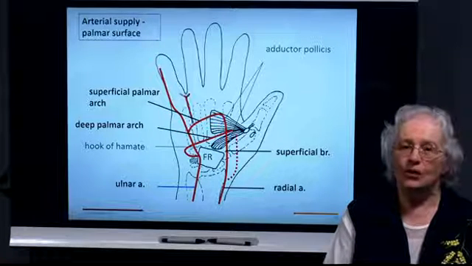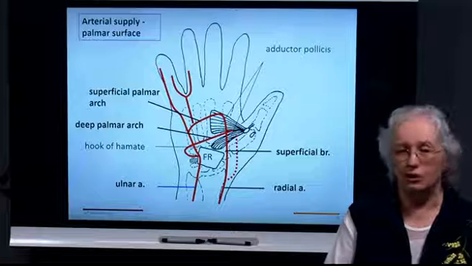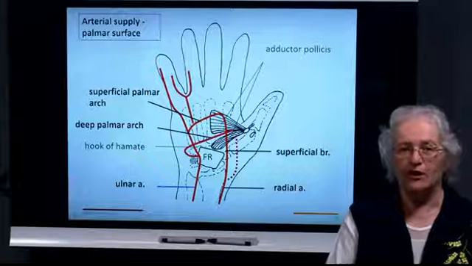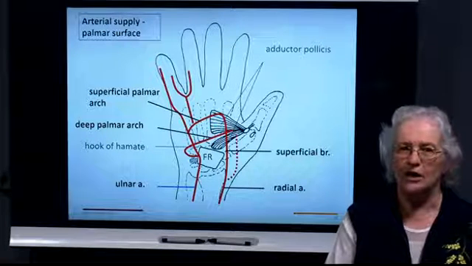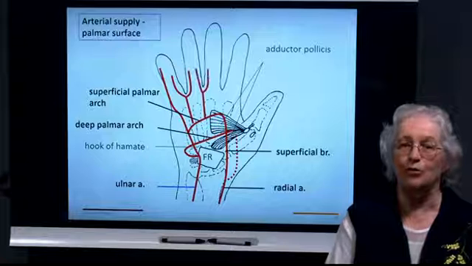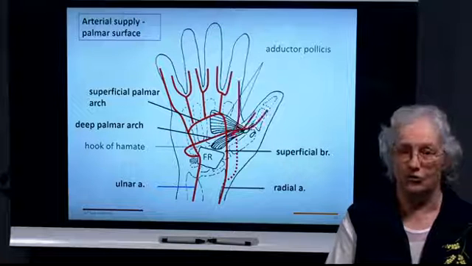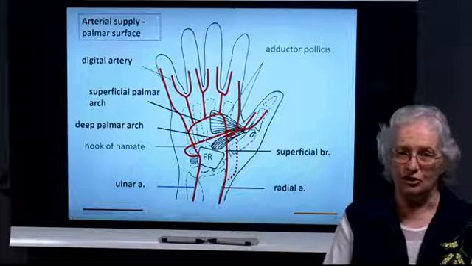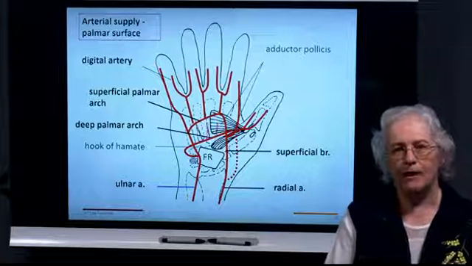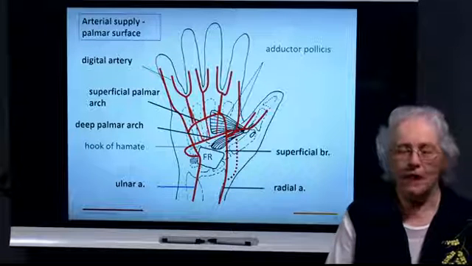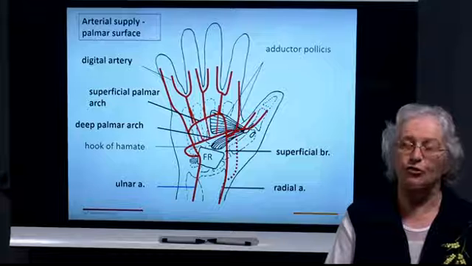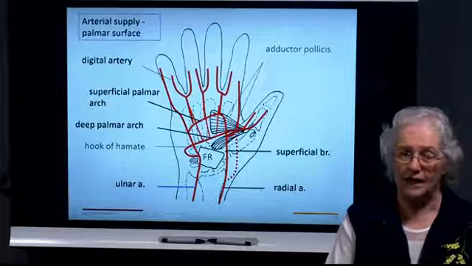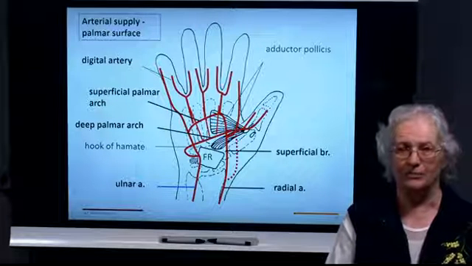From each of these arches we will have branches to supply the digits. So we'll have an artery running between the metacarpals and then dividing in the web spaces to form the digital arteries. Again, a very good blood supply to the digits. The deep palmar arch will also send branches to supply the digits. So again, excellent blood supply.